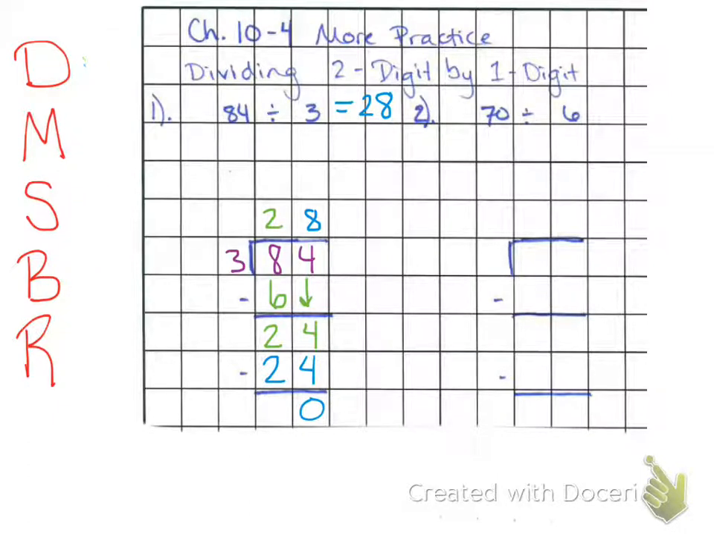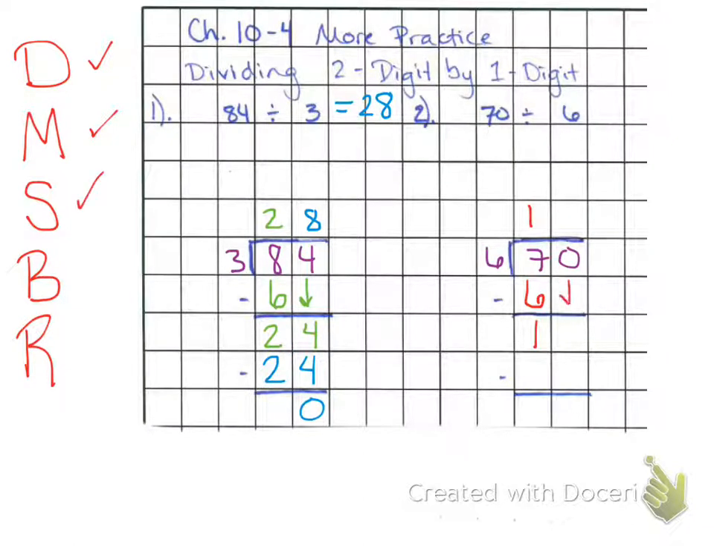All right. 70 divided by 6. Remember, the first number goes inside the bracket. And I'm going to check to see if 6 will go into the first number. I'm going to ignore that 0. So I'm going to divide 6 into 7 one time. And I'm going to multiply. 1 times 6 is 6. Then I'm going to subtract. 7 minus 6 is 1.